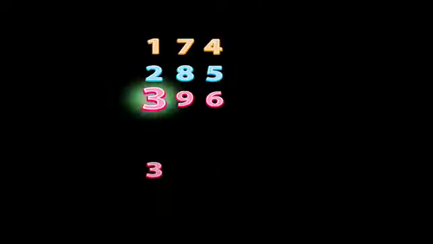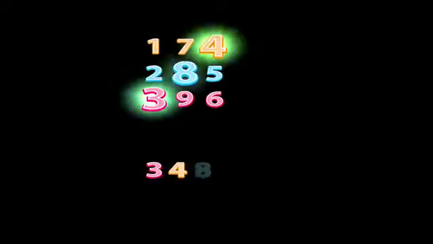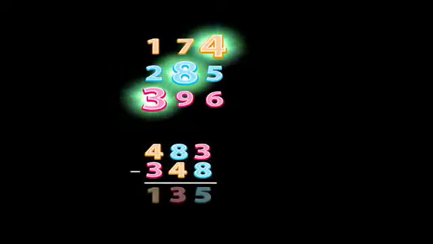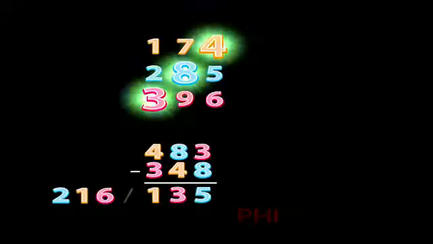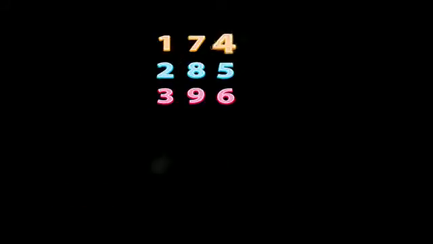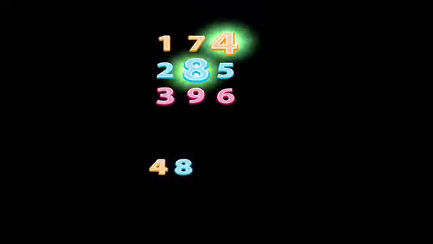On this one I start at the lower left with the 3, go around to the 4, then back to the 8 in the middle. Gives me 348. I subtract that from its shifted pair and I get 135. Then I divide that by the 216, or an octave of the 432, and I get a number on the phi spiral.